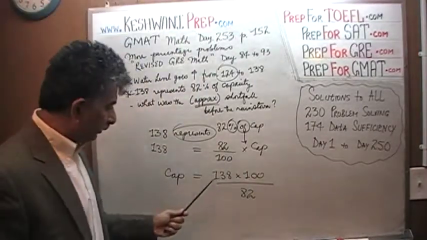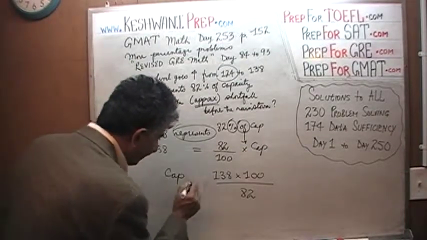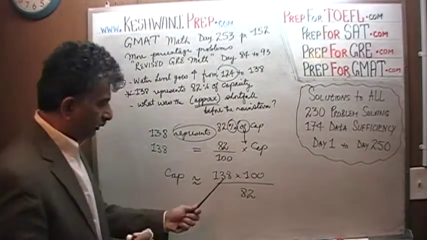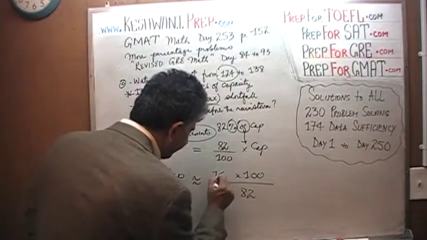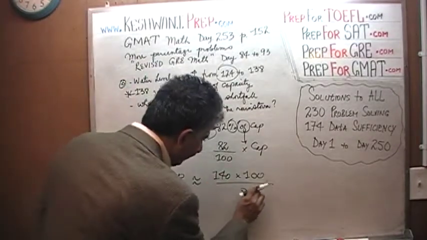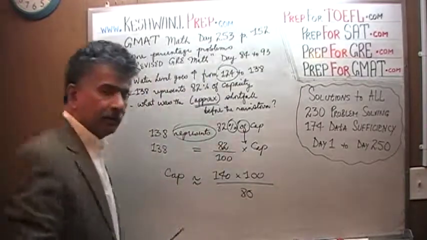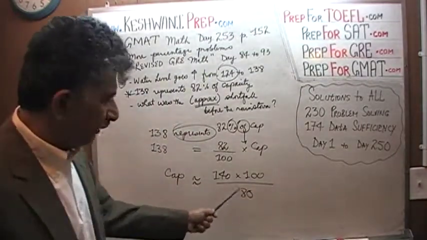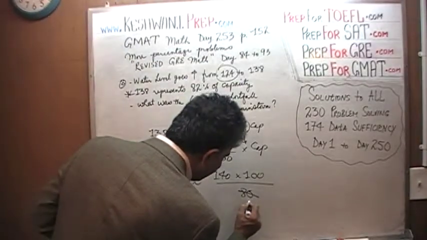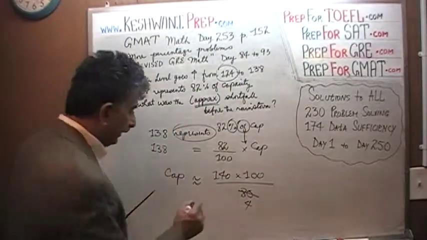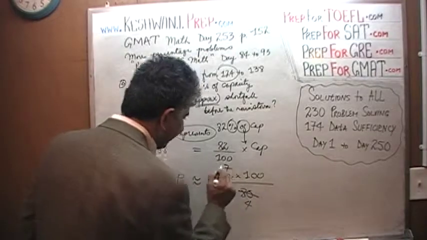Here's what we're going to do. The capacity is approximately equal to, we're going to convert this 138 into 140, and let's pretend that this 82 is 80. The rest is very simple. Let's divide top and bottom by 20. 80 becomes 4, since there are 4 20s in 80, and 140 becomes 7.